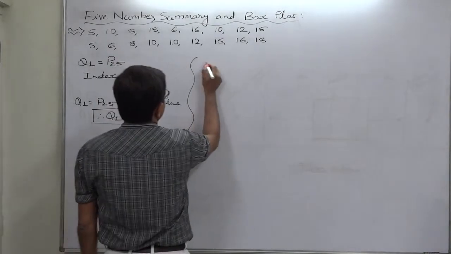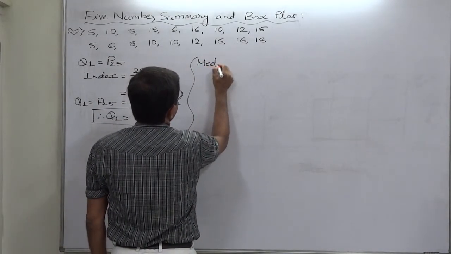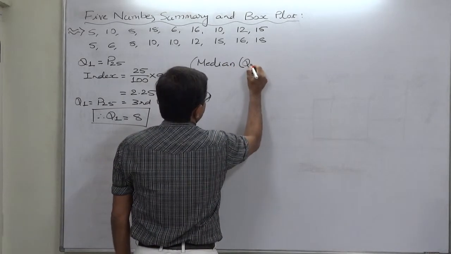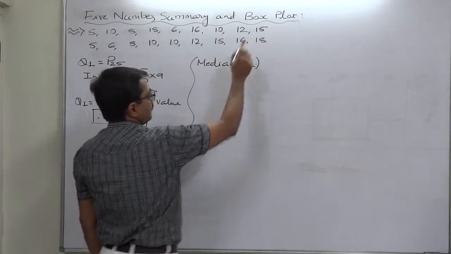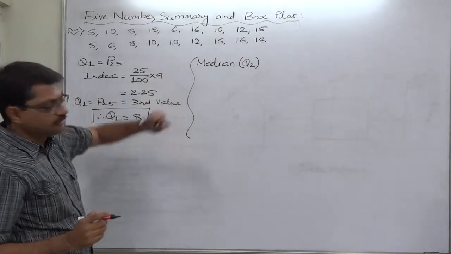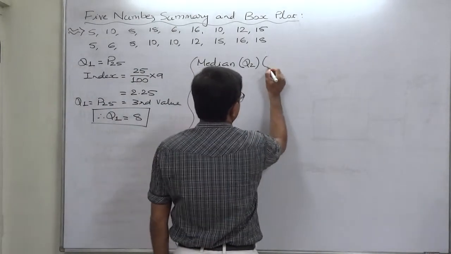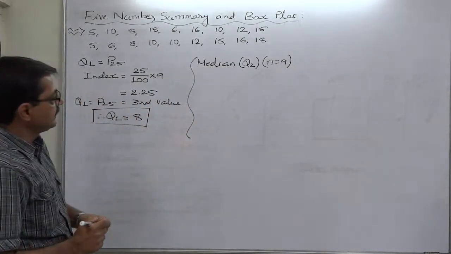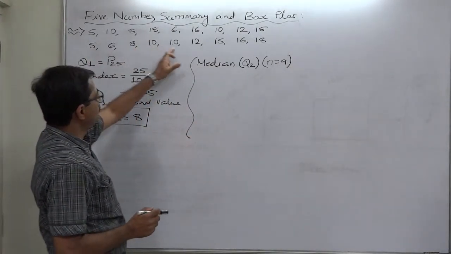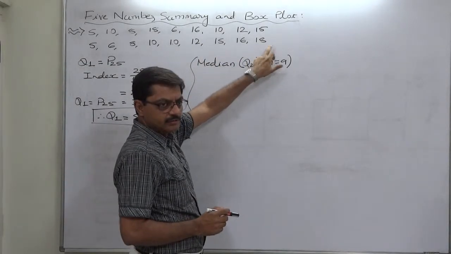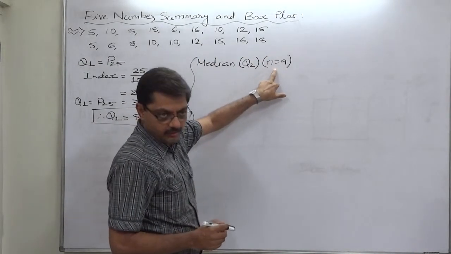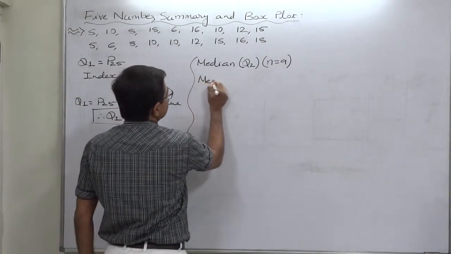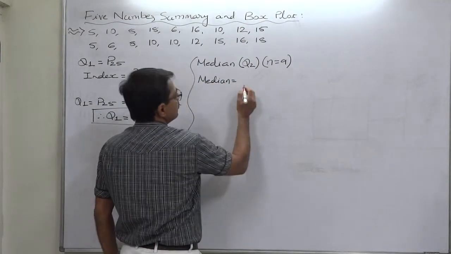Now let us determine the median. And to determine the median, we should be conscious about the fact that the number of data values is odd or even. For that purpose, I suggest always to write the value of n every time when we write the title median. 1, 2, 3, 4, 5, 6, 7, 8, 9. Number of data values is 9. That means it is an odd number. And in case of an odd number of data values, median equals the middle value.